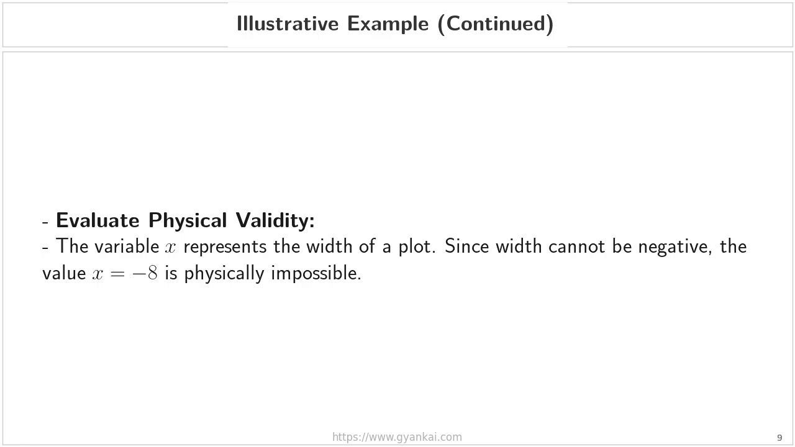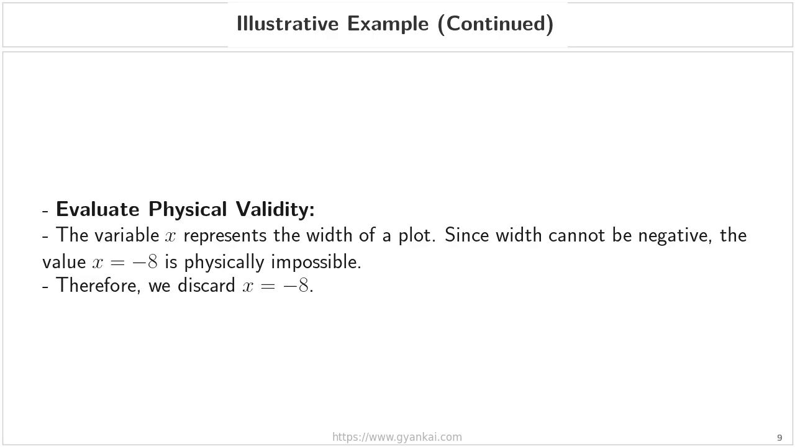Now, looking at our two mathematical results, we have x equals 5 and x equals -8. In the context of geometry, a width cannot be a negative value. A plot of land cannot have a width of -8 meters. Therefore, we must conclude that the value of x equals -8 is physically impossible, and we officially discard it from our solution. We are left with only one mathematically and physically sound value to be worked with.